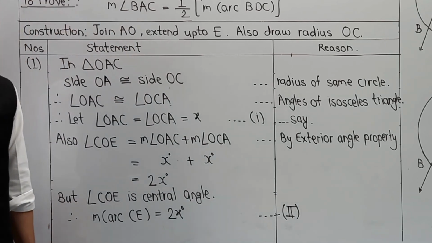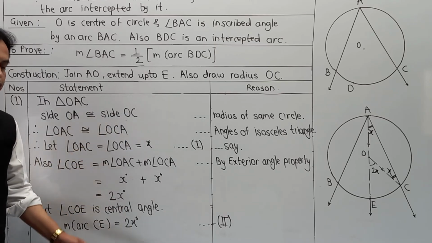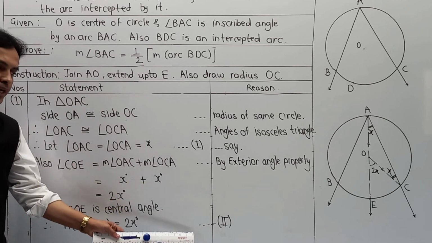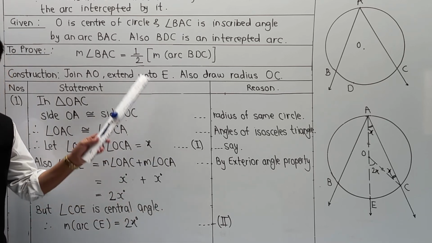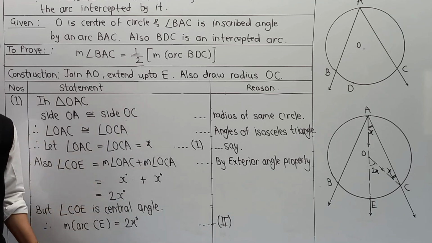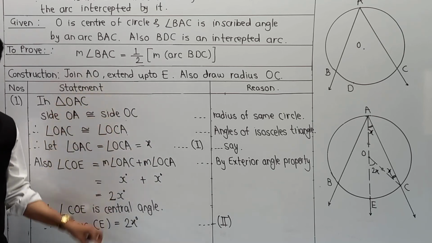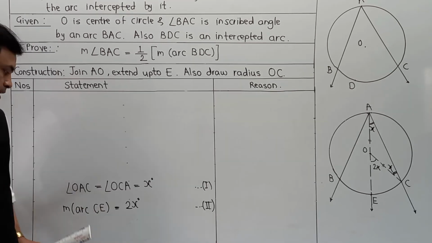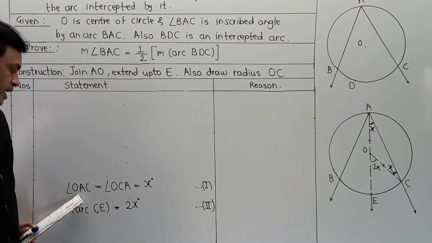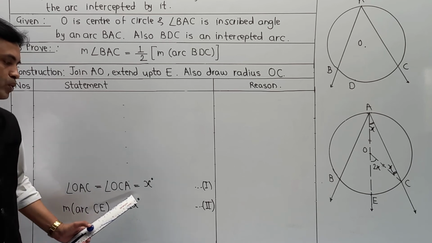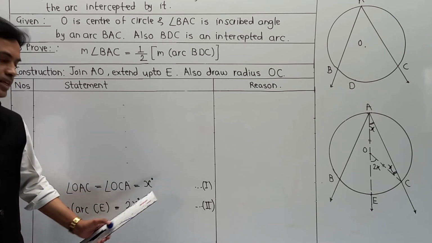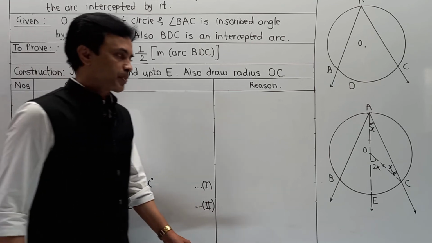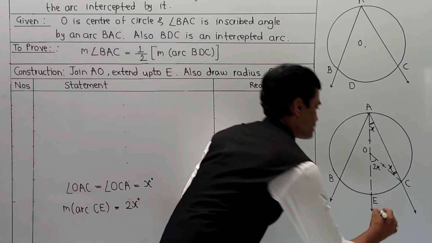Over here, as I wrote the first part, I am going to write this first part entirely, and using equations 1 and 2, I am going to write the next part and complete the proof in the same space. I am just going to erase this section so that I can write the next part. Now we have two references: angle OAC equals angle OCA equals x degrees, and major arc CE is 2x degrees. So the second part, major arc CE is 2x.